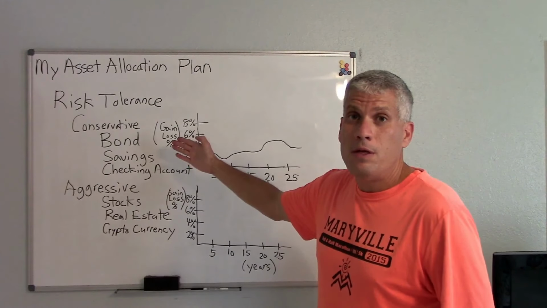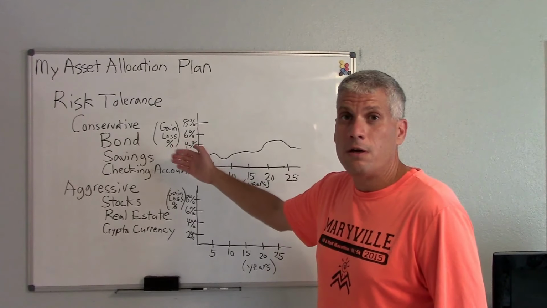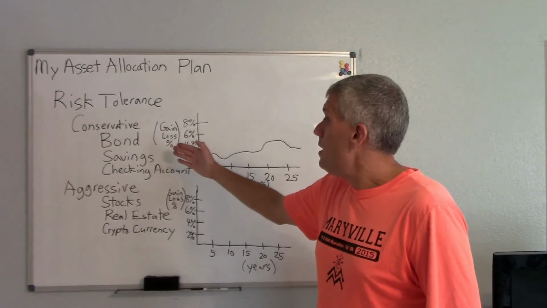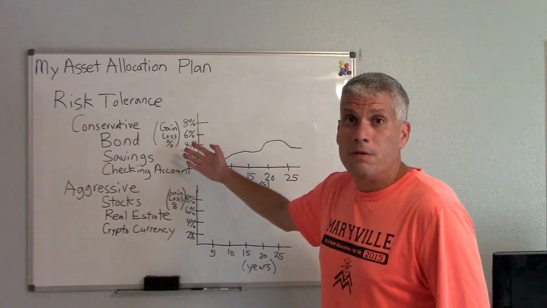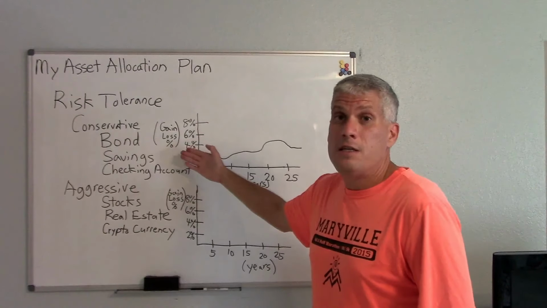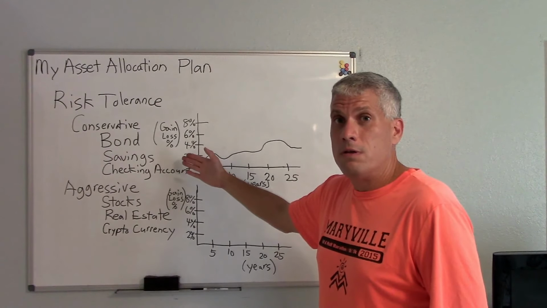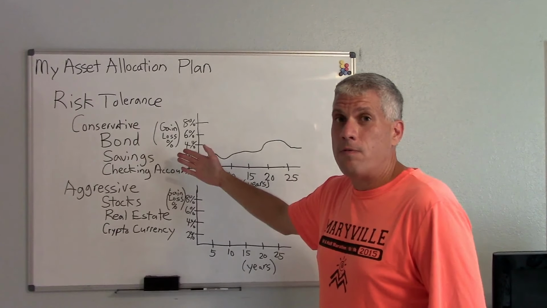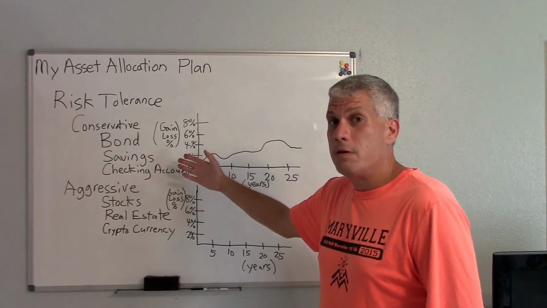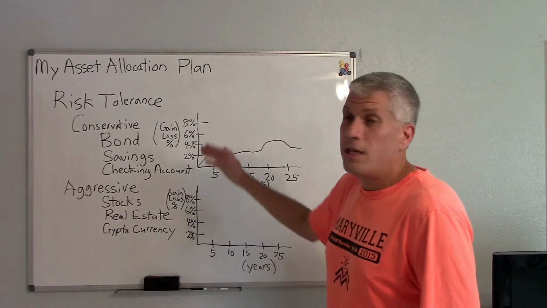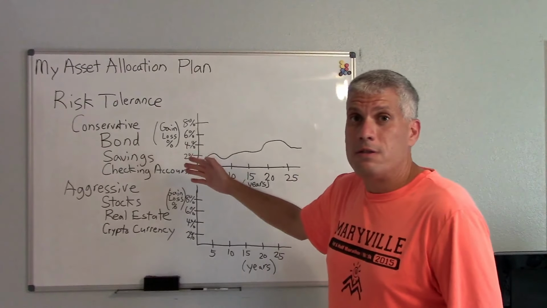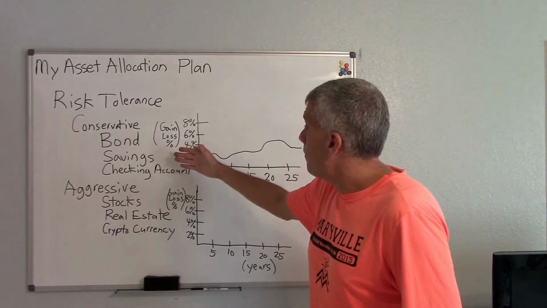You may get a puny 1% or 2% a year, but your money is guaranteed in a savings account. I didn't mention CDs, but CDs are also good, and you can have different maturities of CDs as well. That's guaranteed money by the FDIC. So you have those types of options.